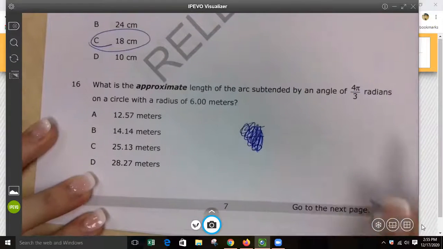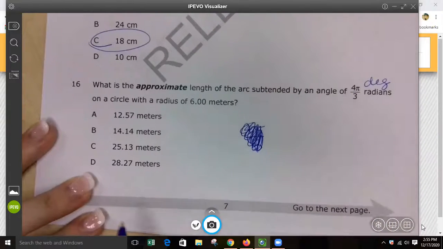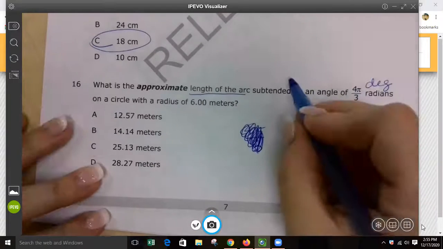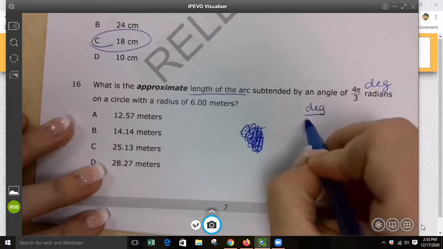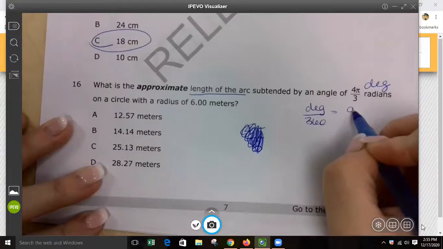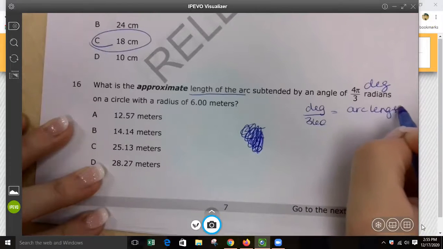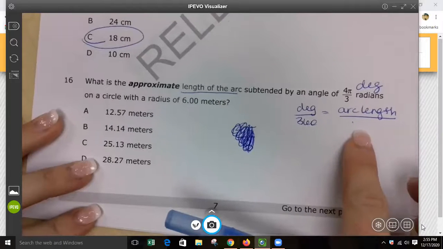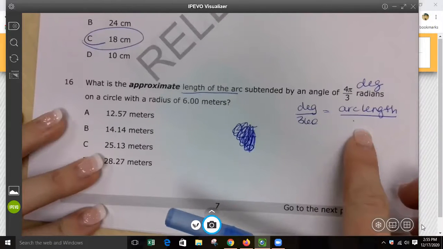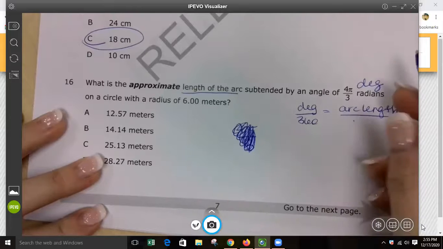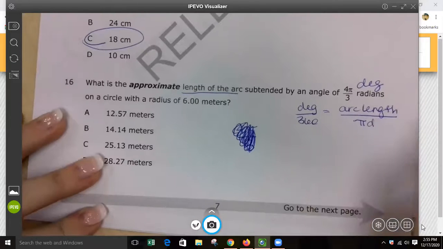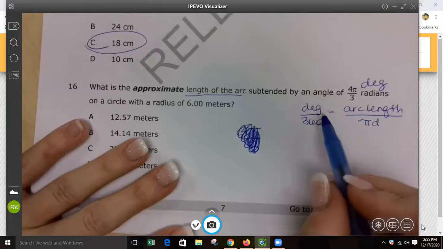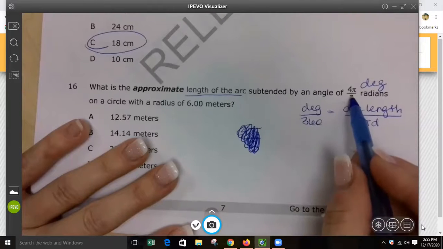We're going to change this to degrees because it asks about the length of the arc. So we're going to go back to the arc length. So that's why I marked that out. We weren't even ready yet. So remember our formula is degree over 360 equals the arc length over what was that formula that went down there? Circumference. So either pi times diameter or 2 pi r, whichever one you'd like to use. We don't know our degree because we need to change this to degrees.